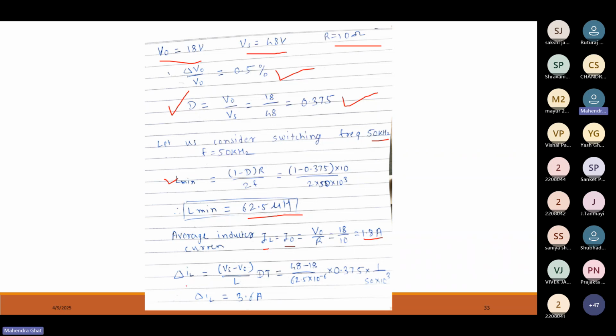Now delta IL, again we have the equation as (VS minus VO) by L into dt. Now we have all these values. So if I put these values, 48 minus 18, and 62.5, this I have taken as L minimum.